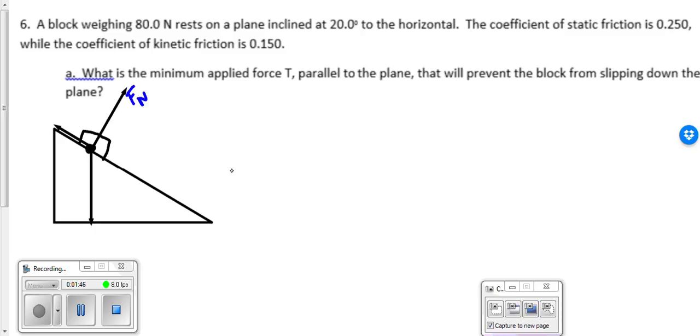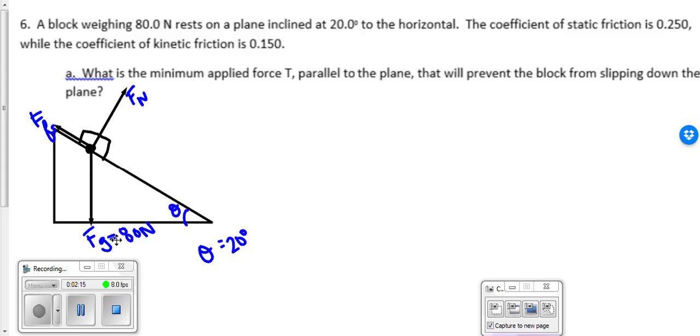I know that theta is 20 degrees. I'm just going to write theta here for right now. It's our force of gravity, which it does tell us is 80 beautiful newtons. And this is our force of static friction. Now, I know the force of static friction is going up because it's trying to slide down the plane. If that wasn't there, it would slide down the plane, right?